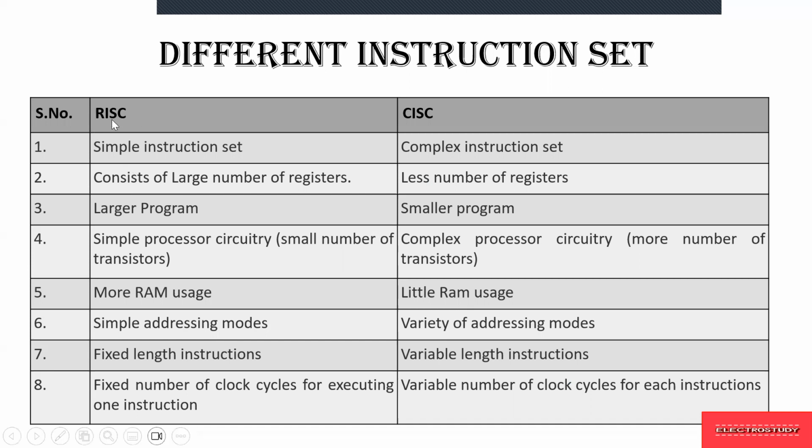Being the reduced instruction set, the addressing modes are also very simple, and the number of clock cycles is fixed. If it is a complex instruction set, the number of registers it contains will be less. The program will be smaller, but the instruction set will be on the higher side. You have complex processor circuits. The RAM usage will be little, and you will have a variety of addressing modes because it uses different data instruction sets. The length of the instructions will not be the same as RISC; it will be variable, and there will be a variable number of clock cycles for each instruction.